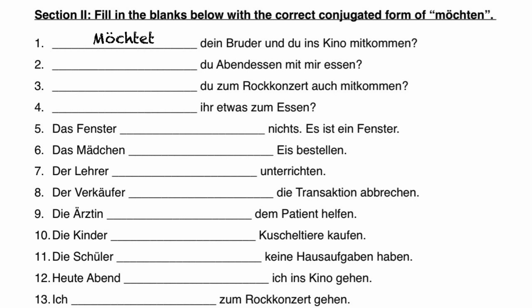Nummer 2. This one has du after the blank, but there's not an und, so it's just du, which means we need the du form. Möchtest du Abendessen mit mir essen? Would you like to eat dinner with me?